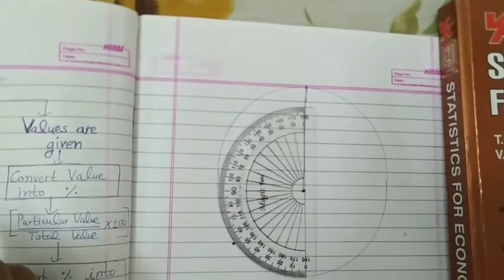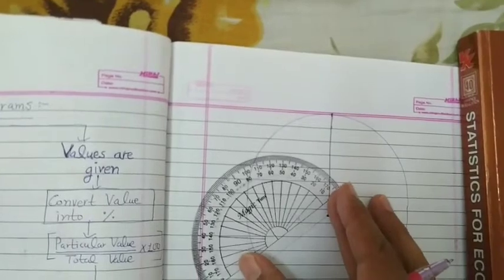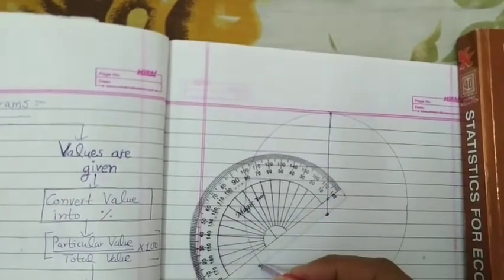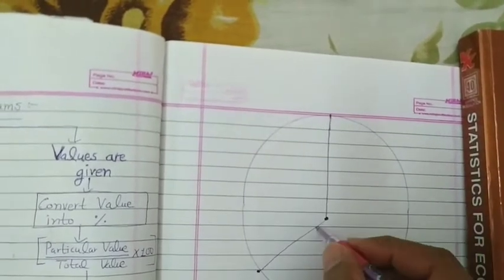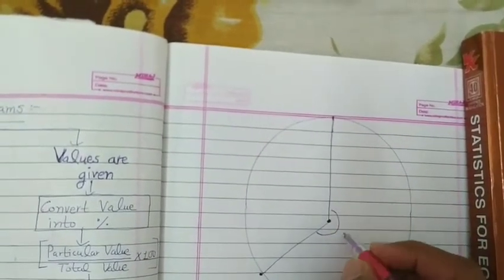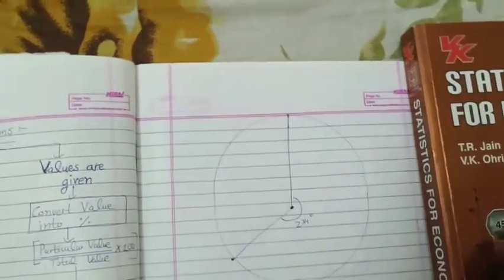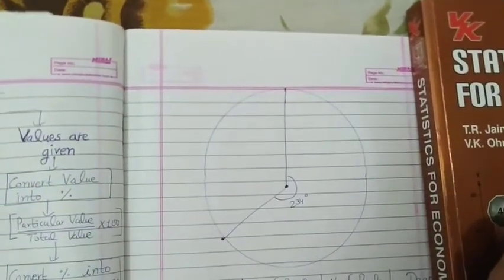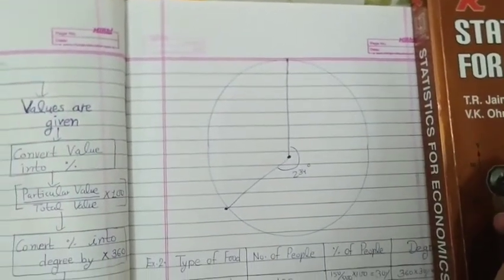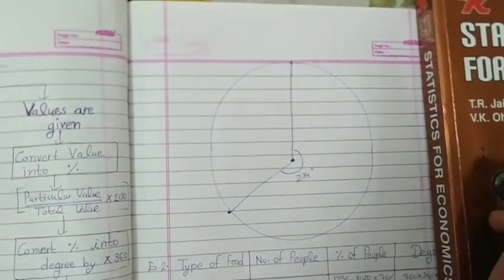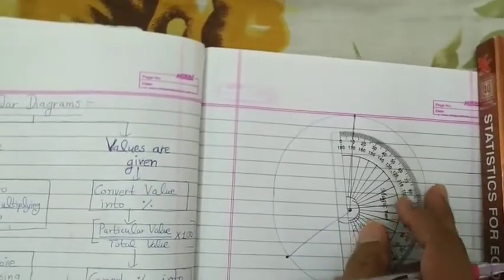Okay, so now we have to connect these lines, these points. So this is what 234 degree. You can solve it by the second method also. What is the second method? You all know that there are 360 degrees in a circle. Now you have to make 234 degree from this side.